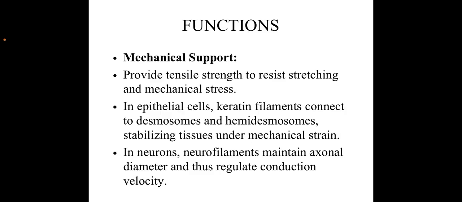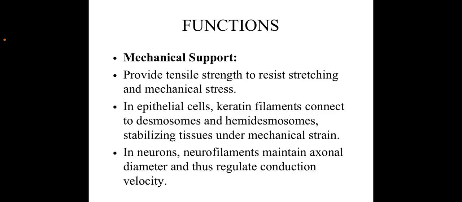If we talk about the functions of intermediate filaments, they provide mechanical support and tensile strength to resist stretching and mechanical stress in epithelial cells. Keratin filaments connect to desmosomes and hemidesmosomes, stabilizing tissues under mechanical strain. Strain, you might be familiar with it, is the deformation of the original shape after shear stress is applied. If the shape returns to its original length, the elastic limit has not been breached and the structure is intact. If its shape is destroyed after applying shear stress, the body has lost its original shape.